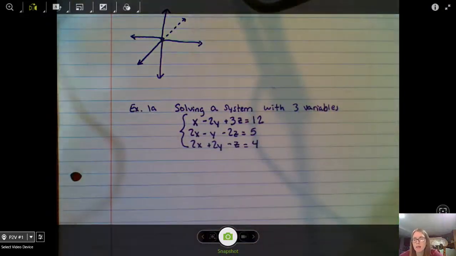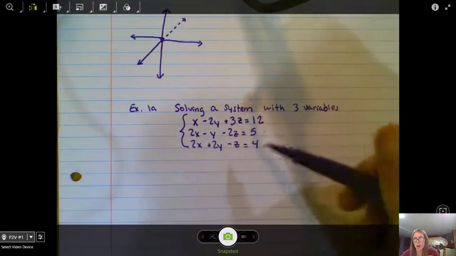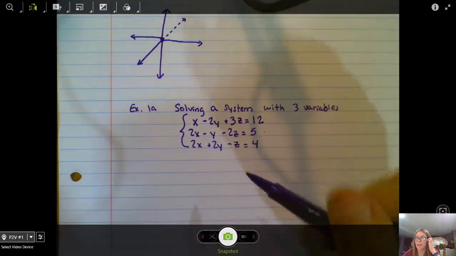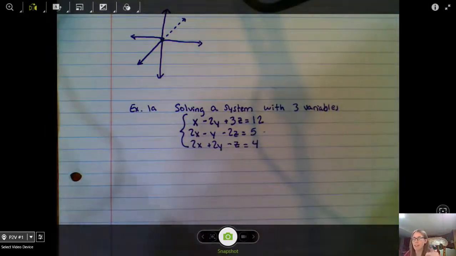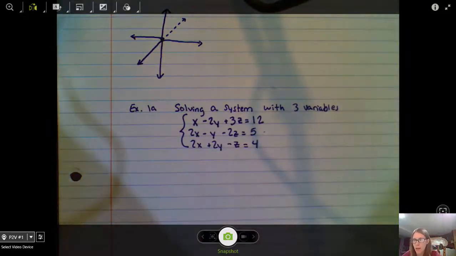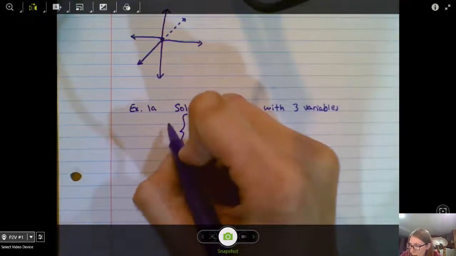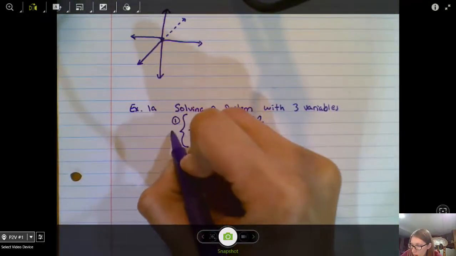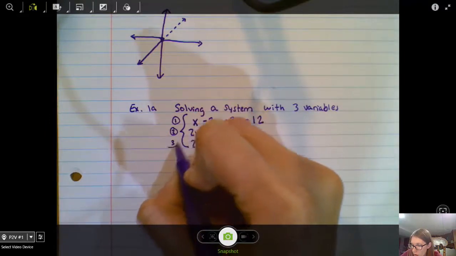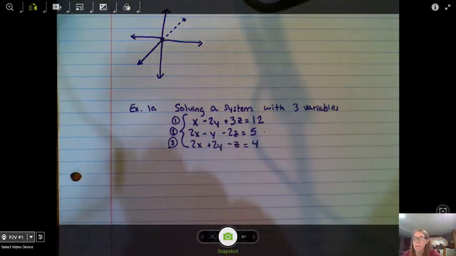Now think again to what it meant when we were solving a system of equations with two variables. It was where our two lines intersected. In this case, it's where all three of our lines are going to intersect. And remember that our three lines are going to be moving through space somehow, so 3 dimensions. When we start solving our system of equations, first of all, I find it helpful to label my equations, equation 1, equation 2, and equation 3, just because that helps me keep my work a little bit more organized.